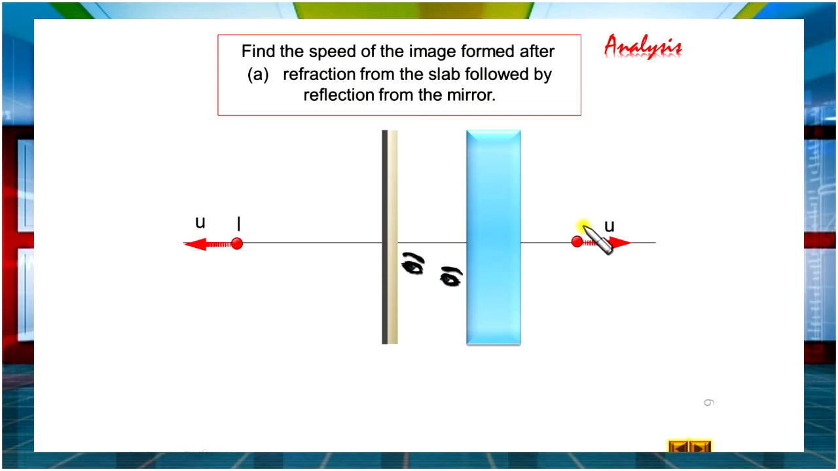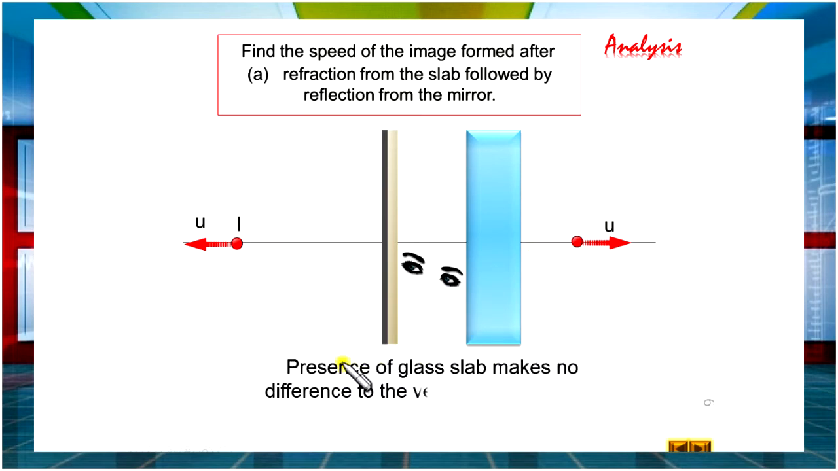And we know the ray will travel from right to left and cross the slab, then be incident on the mirror and form the image. We know while crossing the slab, the position of the object will shift. And in this shifting formula, we have nothing to do with the distance of the object with respect to the slab. That means here also, the presence of the glass slab makes no difference to the velocity of the image. This observer will observe the same velocity of the image as before. If this slab is not present, the velocity of the image is u in the backward direction. Even the presence of the slab will make no difference to the velocity.